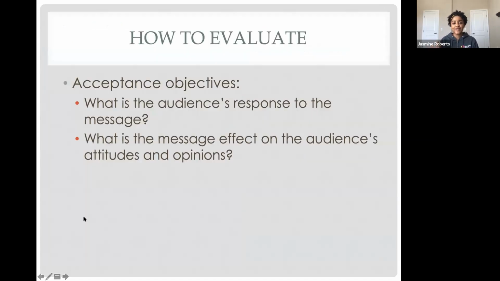Next, going on to acceptance objective statements. This is when we're trying to figure out what type of impact our message had on our audience's attitudes and opinions. How will we do that? How do we measure an attitude? There are scholars who really think about this, because an attitude is a psychological construct. How do we get that down to some type of number? That's very, very hard.